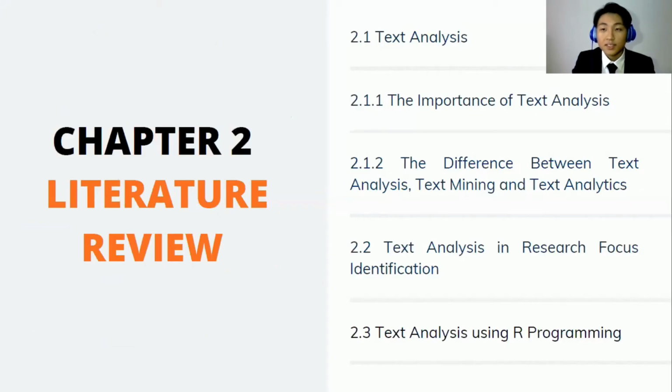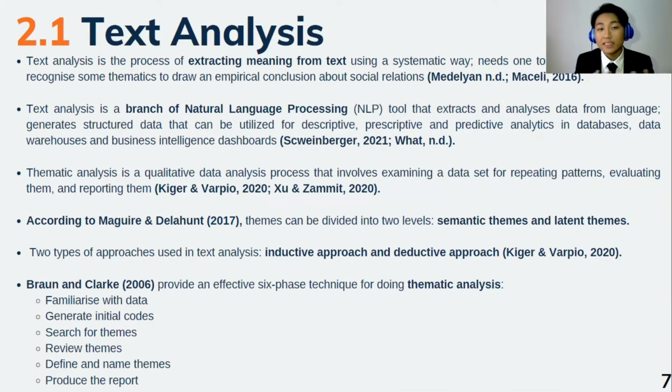So moving on to the second chapter, text analysis is basically the process of extracting meaning from a text using a systematic way. It is a branch of natural language processing. Themes can be divided into two, which are semantic themes and latent themes. And there are two approaches to do the text analysis. First one is the inductive approach. Second one is the deductive approach.